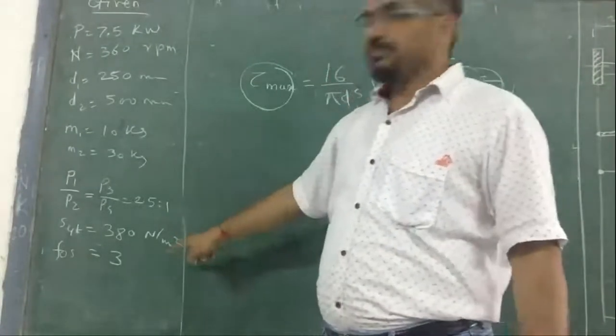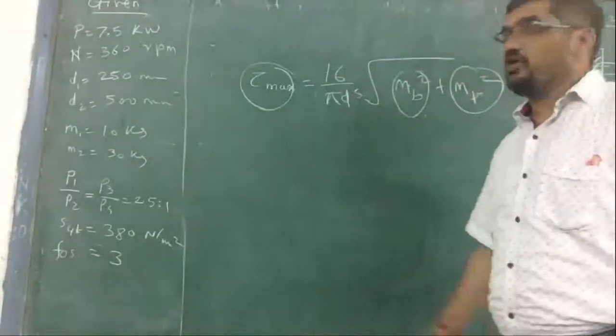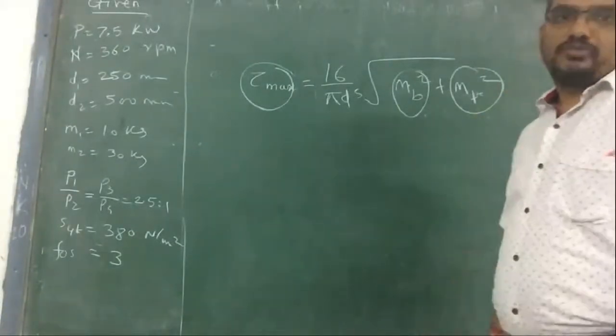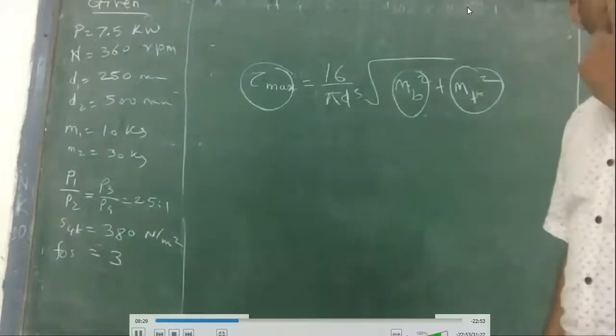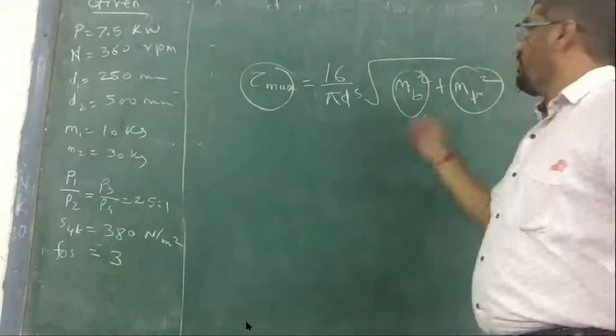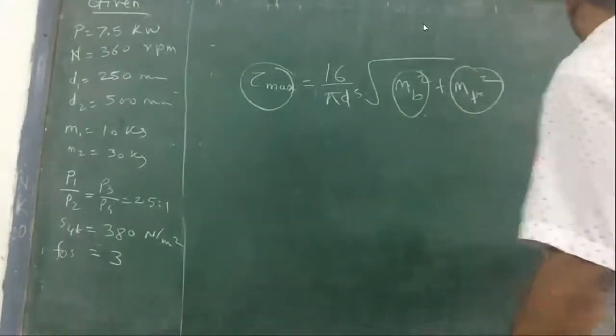We know S_yt, so 0.5 into S_yt upon factor of safety gives us the allowable shear stress. Now for twisting moment or torque, P is equal to 2 pi N T upon 60. So if we know the power, we can find out the twisting moment and torque. Right? Now the bending moment.